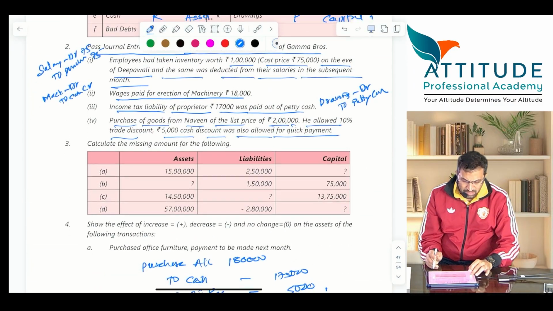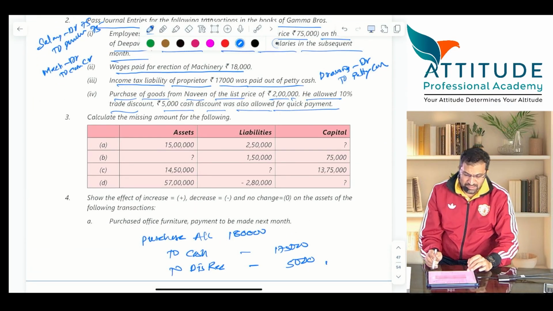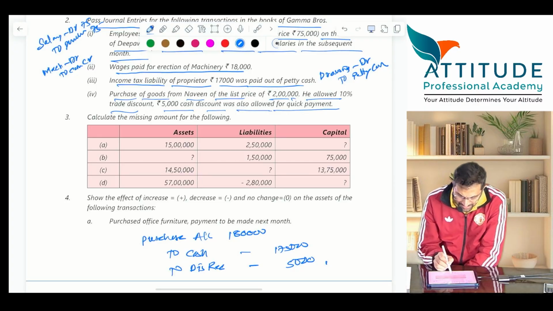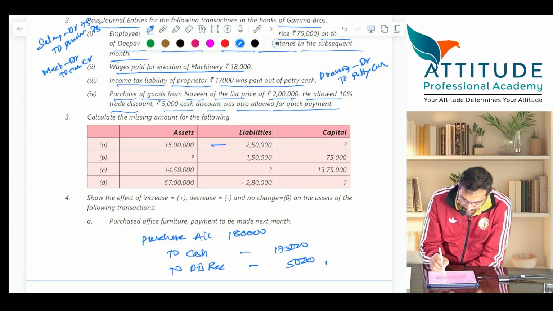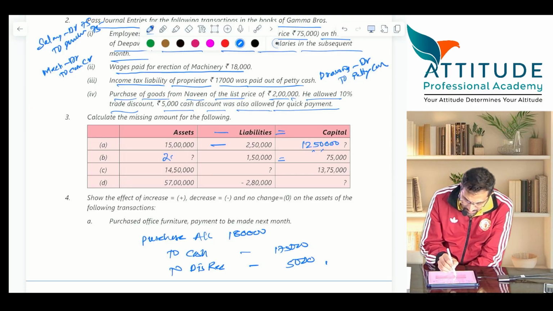Question number 2 is done. Question 3 is very simple. Assets minus liabilities is equal to capital. Tell me, how much will capital come here? 12,50,000. Next. Here, something minus 1,50,000 gives 2,25,000. I think this is very simple. How much will this come to? Minus 75,000, this is minus here.